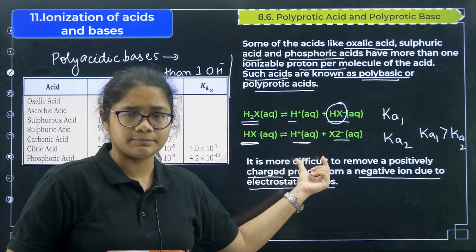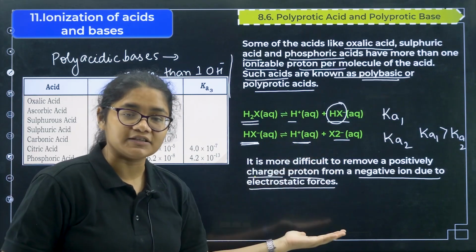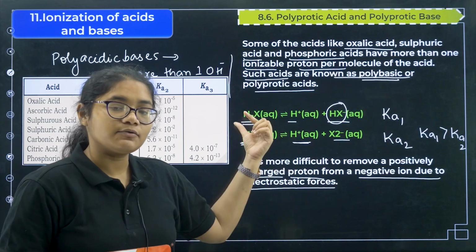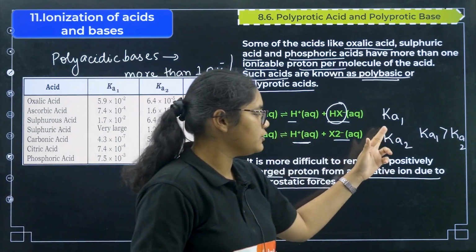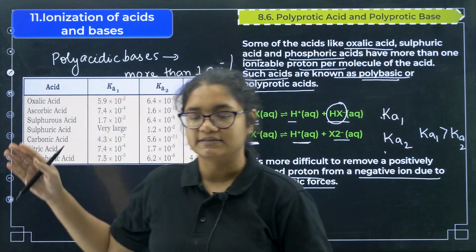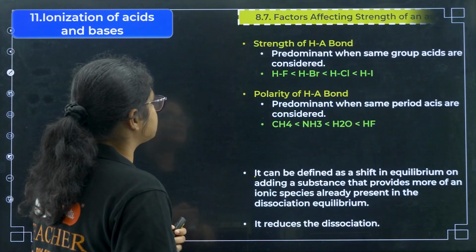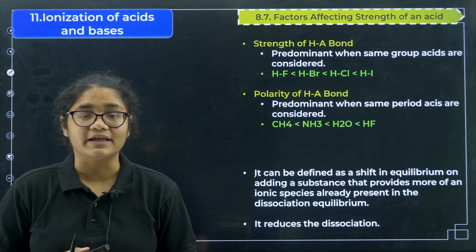It is not an easy process. So, this one is a weak acid because it will not be able to give H plus easily. Now, because it is a weak acid, the Ka value will be less. So, that is why Ka1 will be greater than Ka2. You can see these values here. Okay. Now, we will go to the next thing, that is factors affecting the strength of an acid.